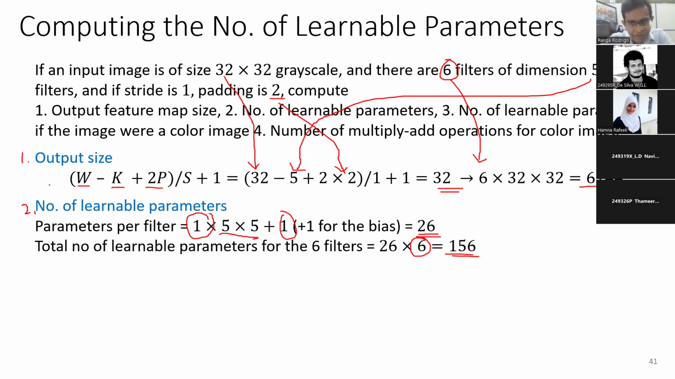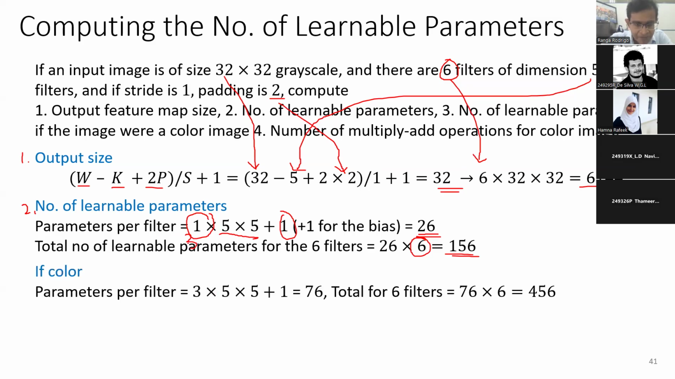Next question. The number of learnable parameters if the image were a color image. If it's a color image, this depth becomes 3, right? So 3 times 5 by 5 plus 1, 76. So total will be 456.